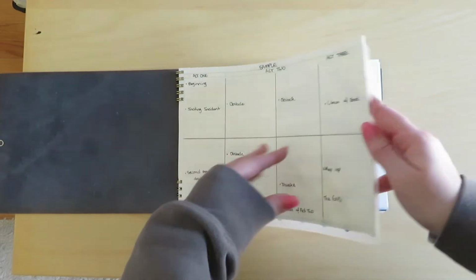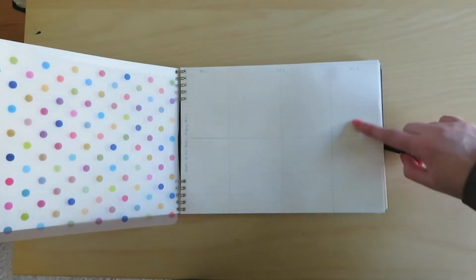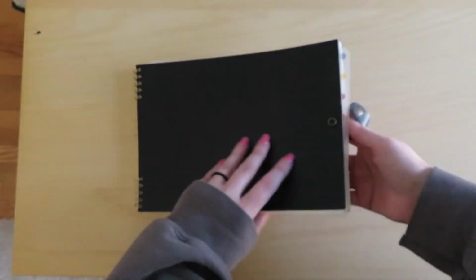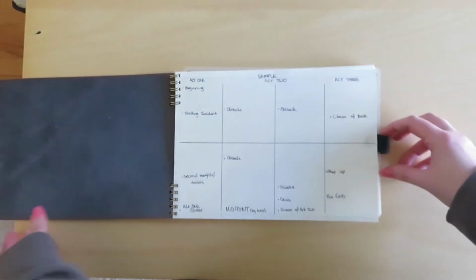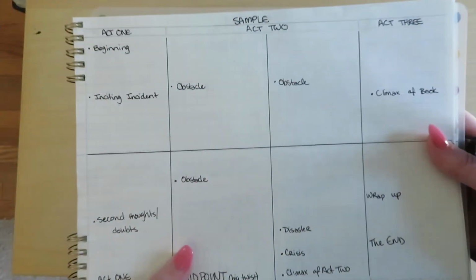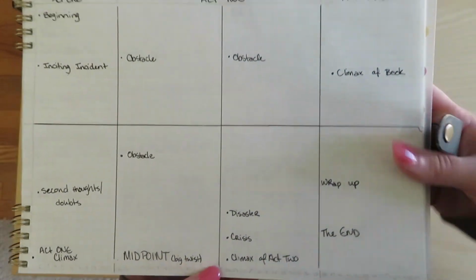The first type of paper I have in my notebook is just a grid paper. It's very light on the lines. I usually only use pencil, so that way I can easily erase what I need to. And what I've done on this first page is just set up that 3-act structure in a grid format.